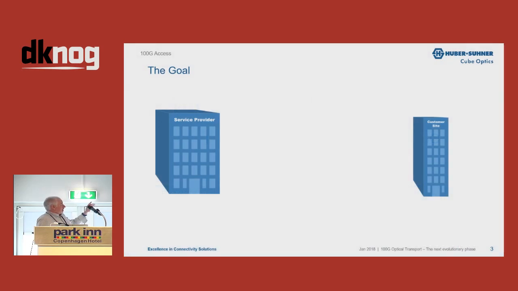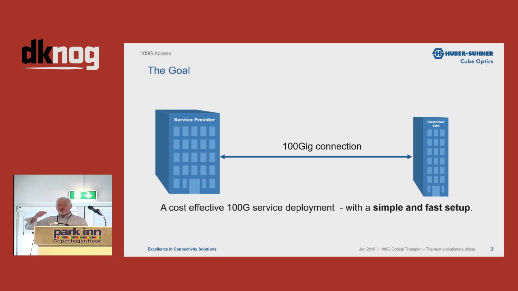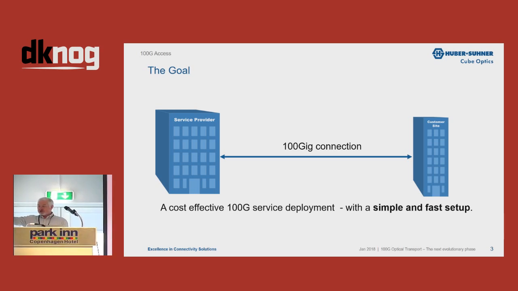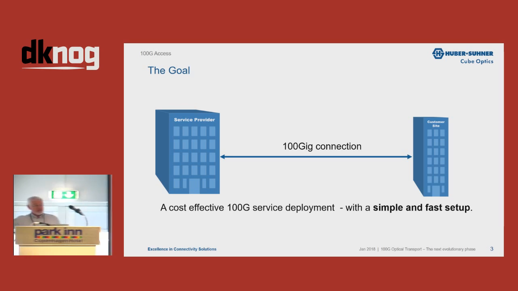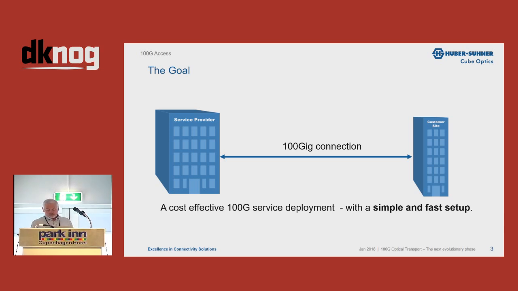100 gig. What we're trying to achieve here is a 100 gig connection from your data center, from your POP, to your customer site. Now, your customer site could be an enterprise customer, or it could be a remote data center where you're trying to get 100 gig. But you want to make it really simple, really cost effective, and really easy to install. That's the aim, that's the goal.